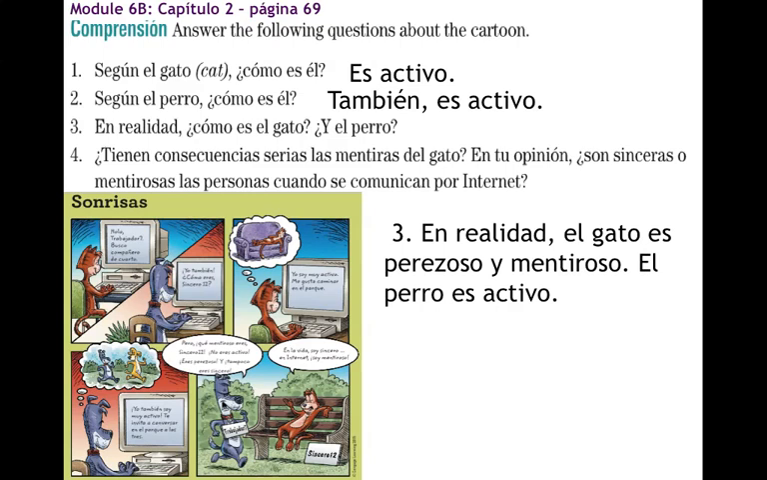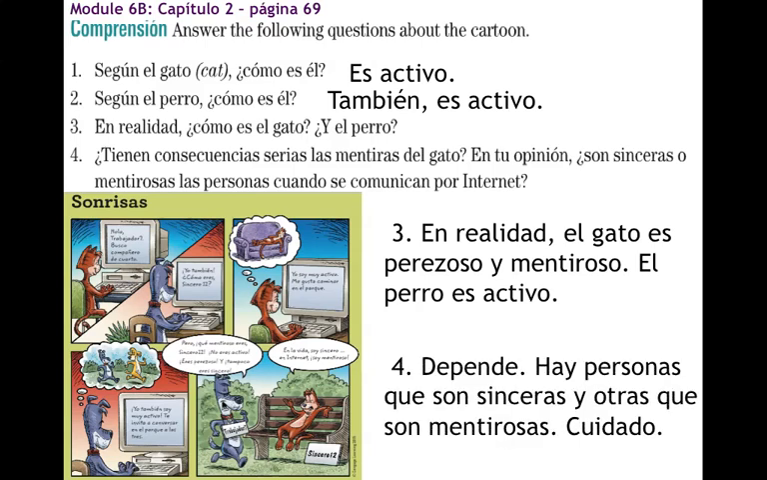Número 4, and this is tu opinión. ¿Tienen consecuencias serias las mentiras del gato? En tu opinión, ¿son sinceras o mentirosas las personas cuando se comunican por internet? Depende. Las consecuencias de las mentiras del gato depends. They might be serious. They might not be serious, right? Depending on the person who's on the receiving end. And hay personas que son sinceras y otras que son mentirosas en el internet. So word of cuidado en el internet.